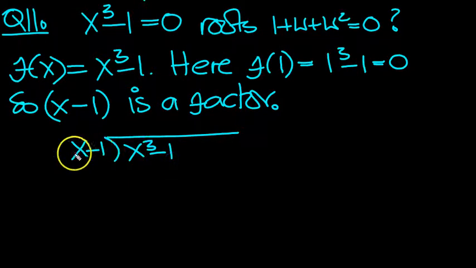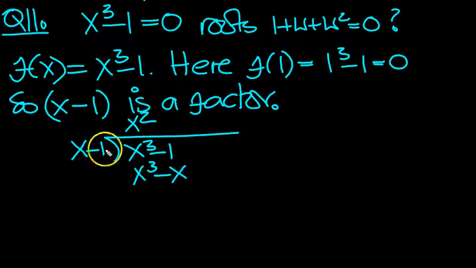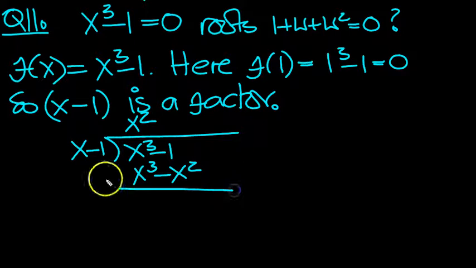Look at the dominant terms. How many times does x go into x cubed? Goes in x squared. Now multiply out. So we get our x cubed. Then we get a minus x squared when we multiply out. Take the difference. x cubed take x cubed cancels. No x squareds here. Take away minus x squared leaves an x squared. And then minus 1 take nothing is minus 1.